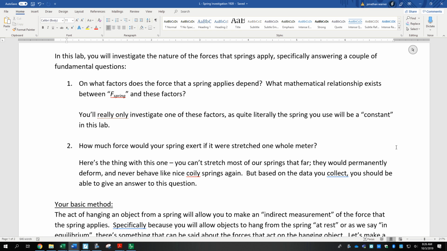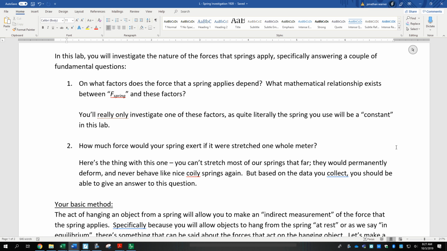Number two is how much force would the spring apply if you stretched it a whole meter? Well, guess what? A lot of these little dinky springs, if you were to stretch them a whole meter, won't recover. So don't do that. If your spring gets permanently deformed, it means you are not exhibiting good lab practice, and that is something you're not going to do. These springs are going to look exactly like they looked when I left them the next time I see you.